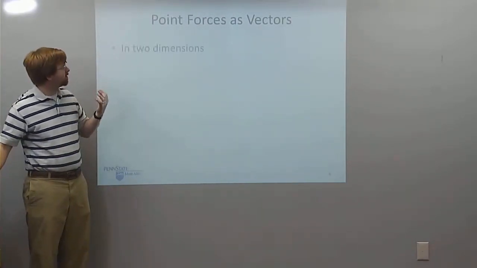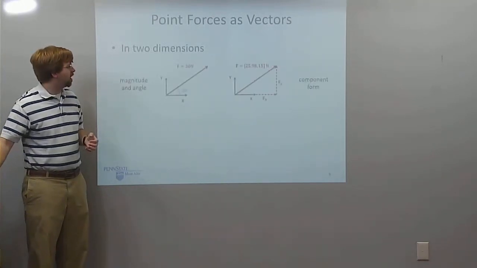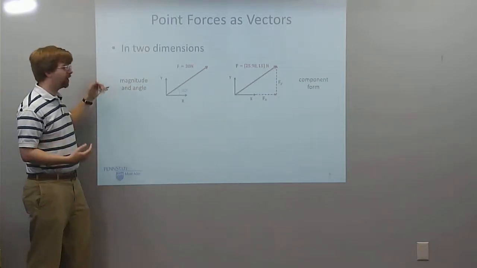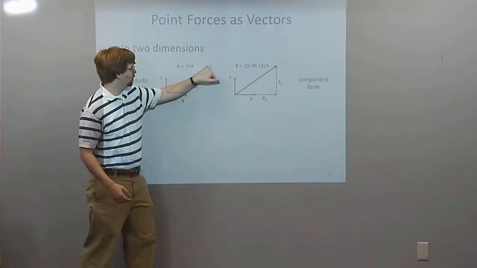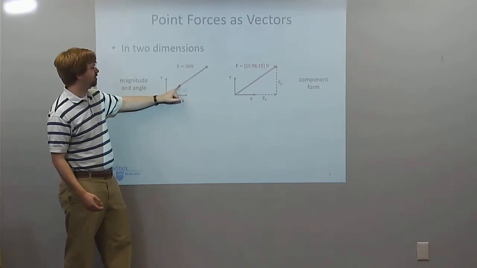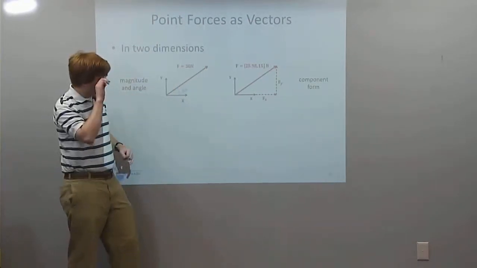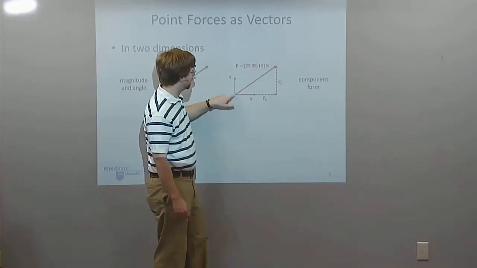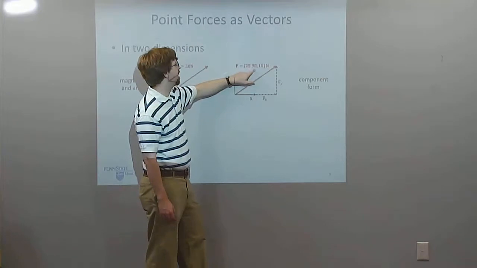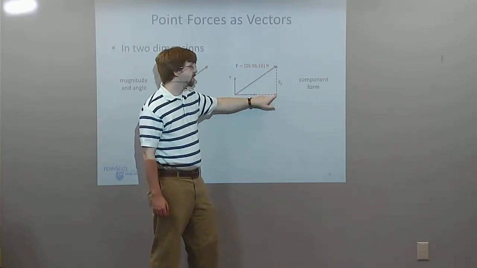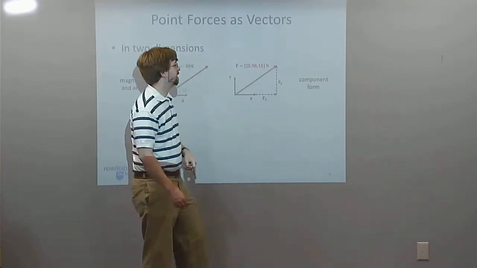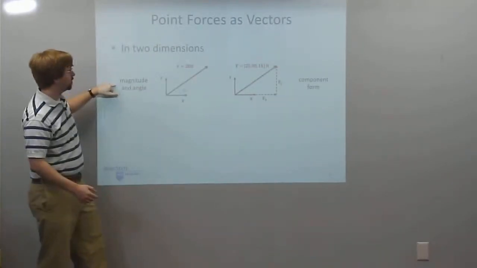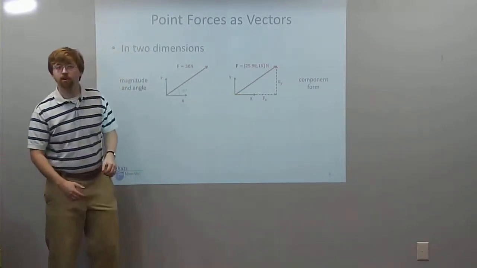To illustrate this in 2 dimensions, we're going to have the same force in 2 different ways. We could do a magnitude and an angle. We've got a 30 Newton force acting 30 degrees above the x-axis. But the same vector in component form, we're going to have about 25.98 newtons in the horizontal direction and 15 newtons in the vertical direction, or the y direction. So this is the same vector. This is magnitude and angle, and this is component form over here.